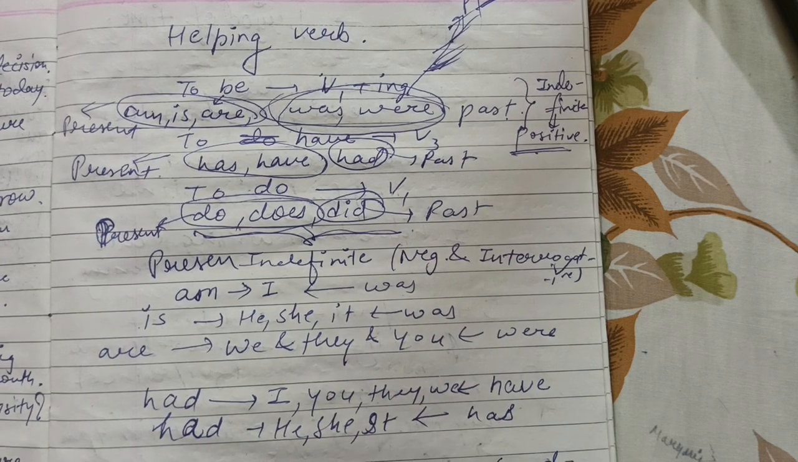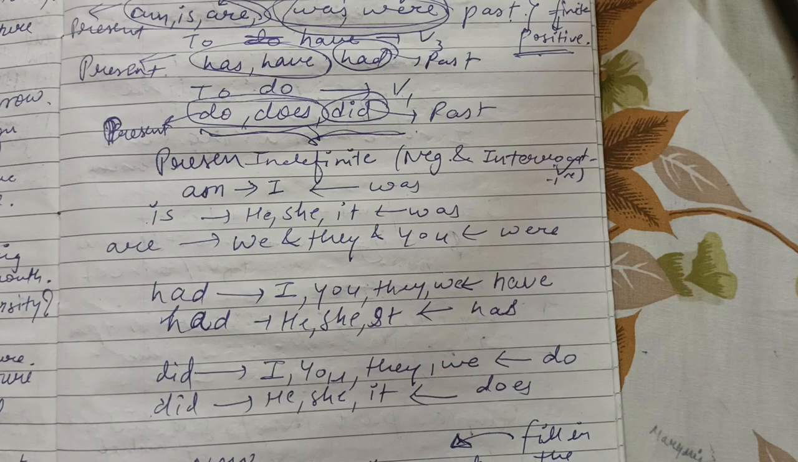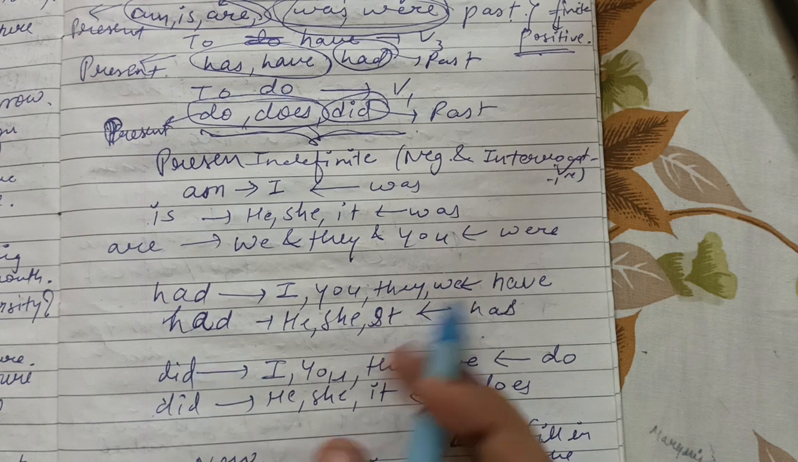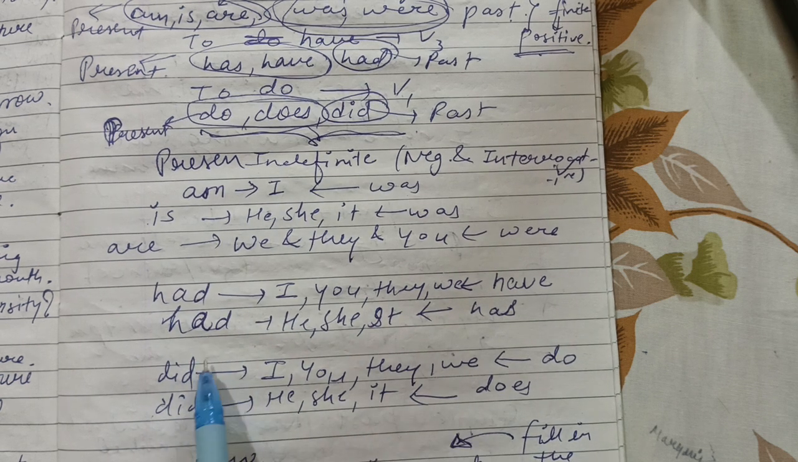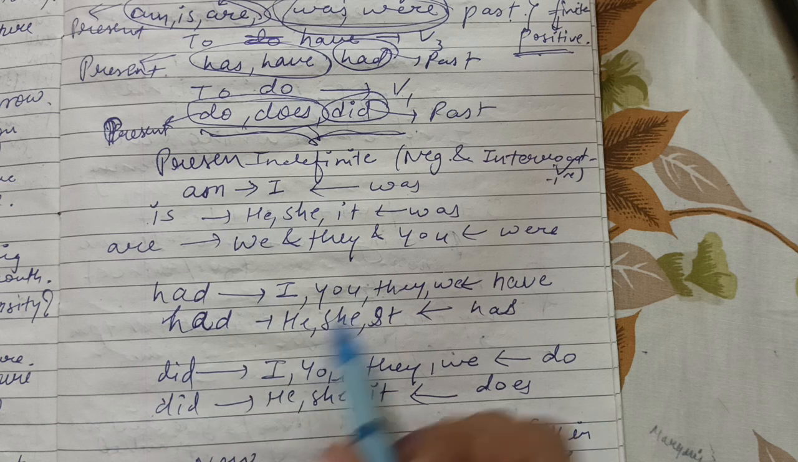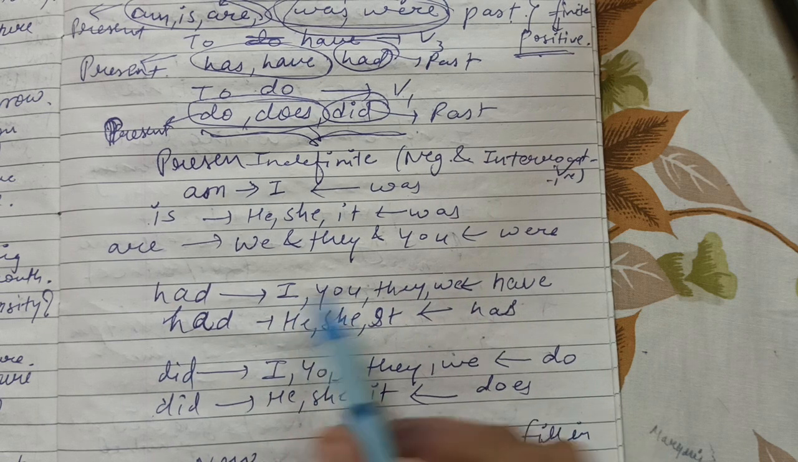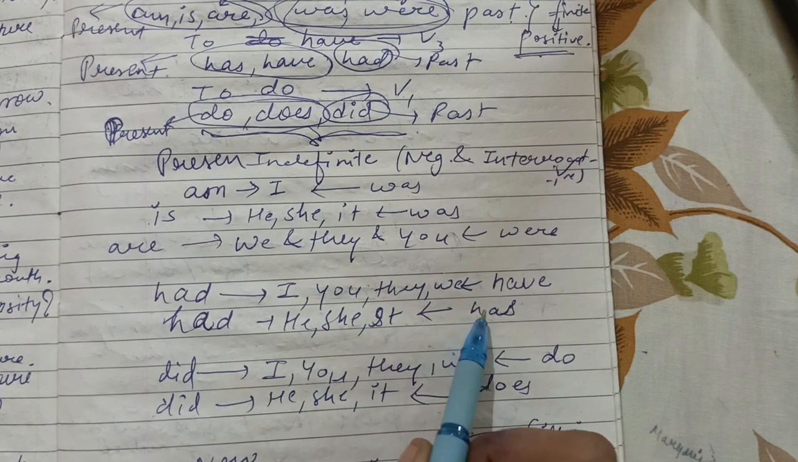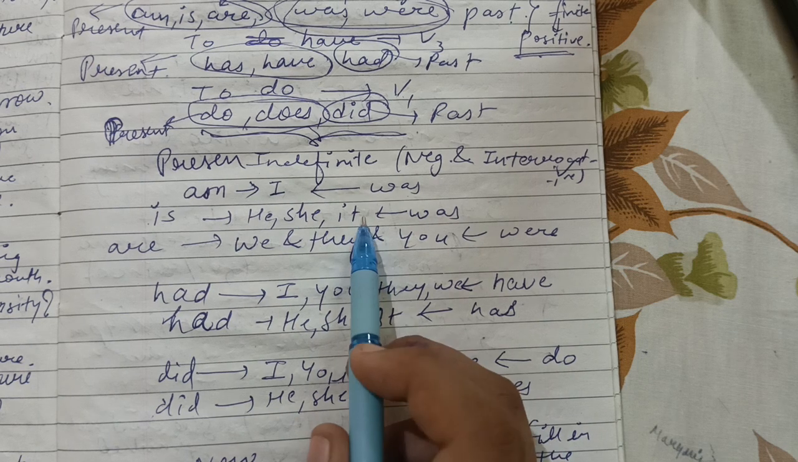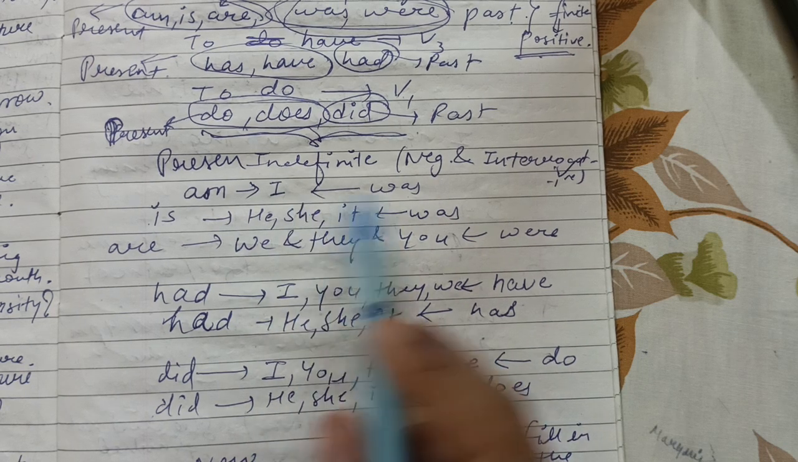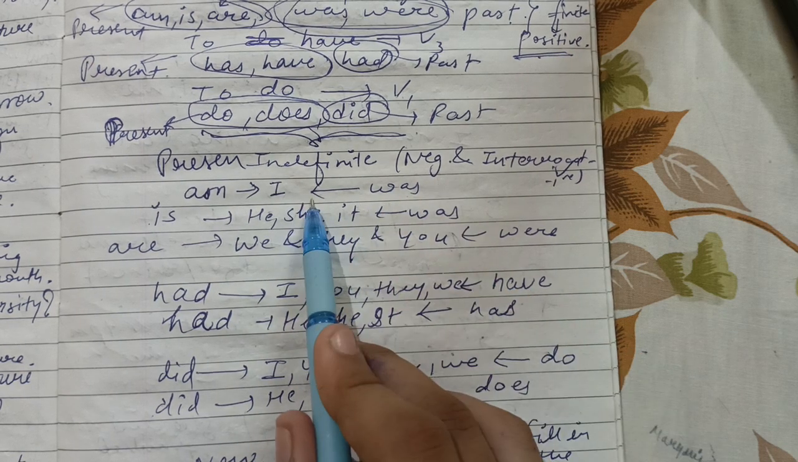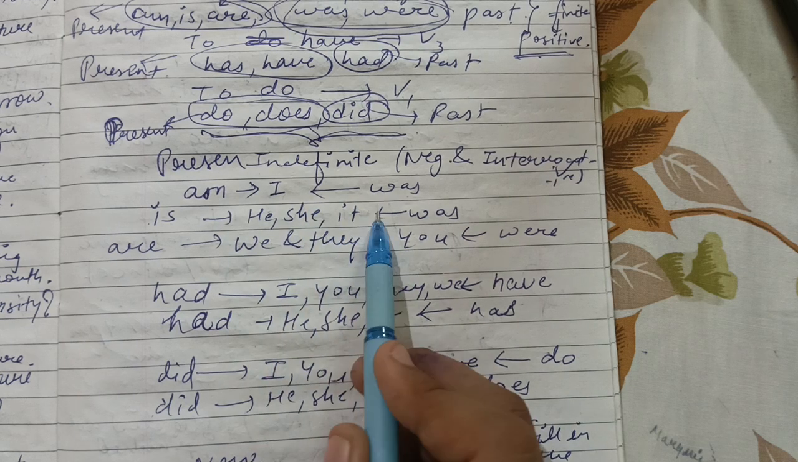Now let us talk about where to use have, where to use had, the to be family and the to do family, all of those. See, had is used with everything, but have is only used for I, you, they, we. Has is used for he, she, it. Then was, in the past tense, is used for I, and was is used for he, she, it.